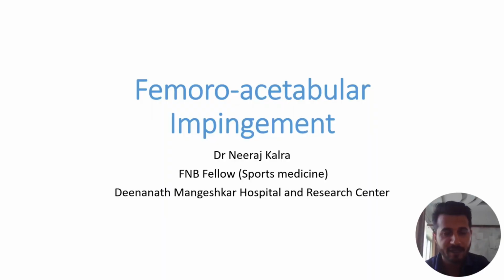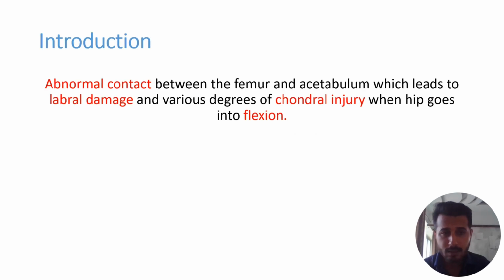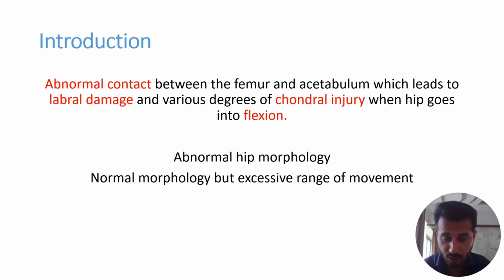So FAI is Femoroacetabular impingement. It was previously known by the name cervicoacetabular syndrome or acetabular rim syndrome. So what happens in FAI is principally a motion-induced hip pain. When the hip goes into flexion, there occurs an abnormal contact between the femur and the acetabulum, which leads to labral damage and various degrees of chondral injury. Now, it can occur in hips with abnormal hip morphology, or it can also occur in hips with normal morphology but with excessive range of motion, like belly dancers, athletes, etc.